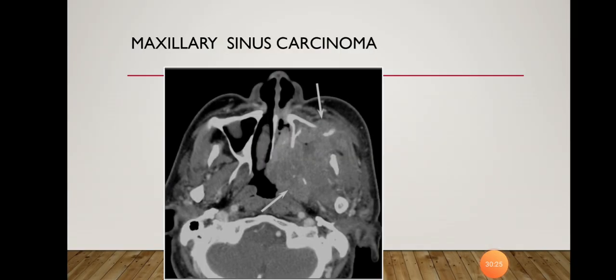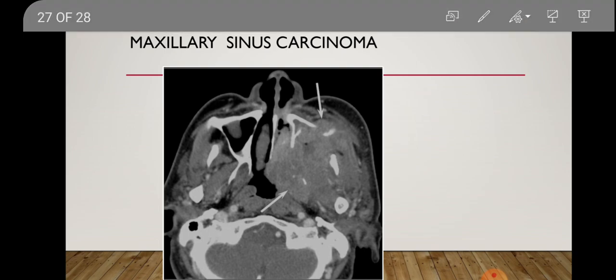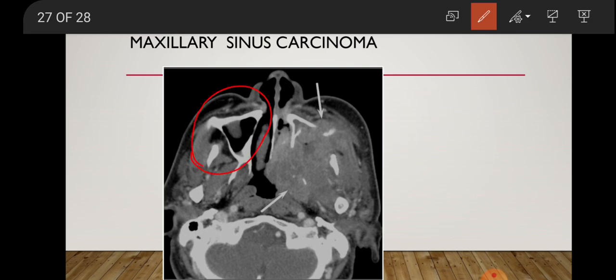Okay, and the last thing is about maxillary sinus carcinoma. The maxillary sinus is prone to carcinoma, that is, squamous cell carcinoma. This is also a CT picture where you can appreciate this. So this is the normal sinus. Yes, you can see a mass occupying the whole of the maxillary air sinus and invading adjacent structures also. So this is a maxillary sinus carcinoma. So that's about the paranasal air sinuses.